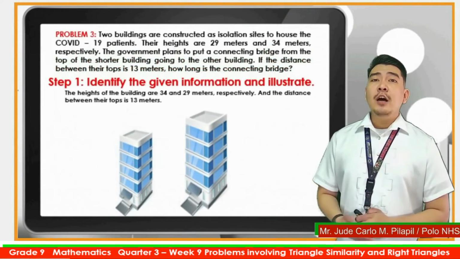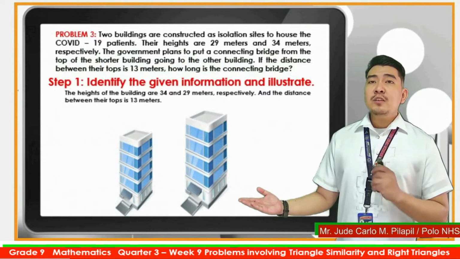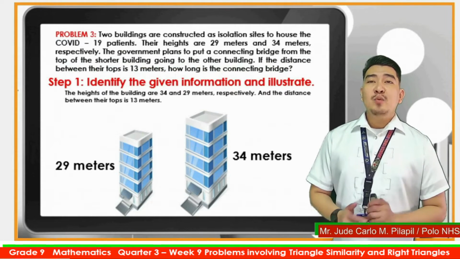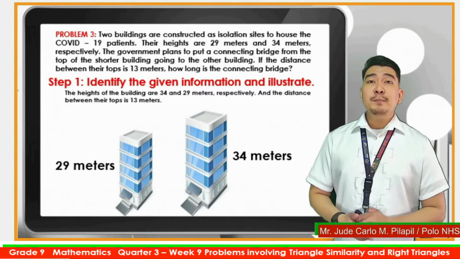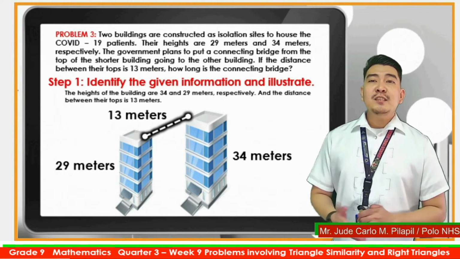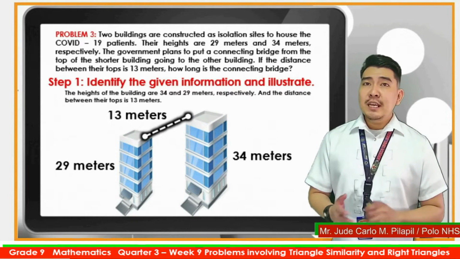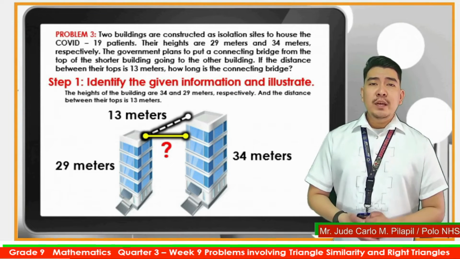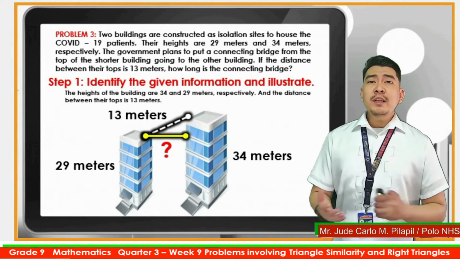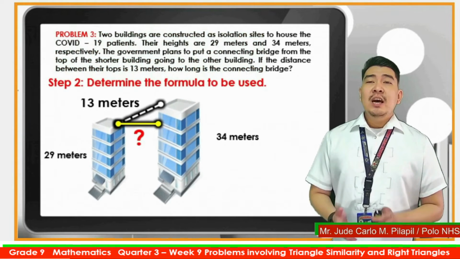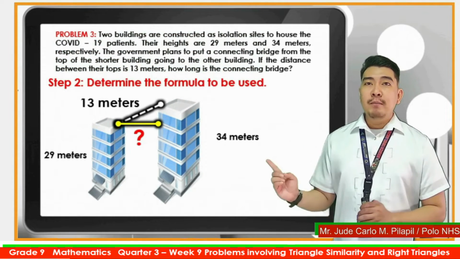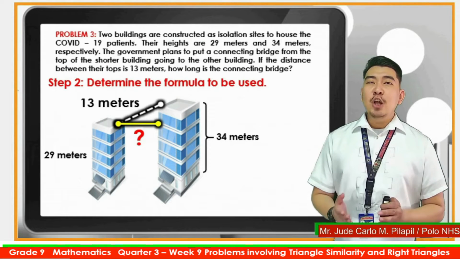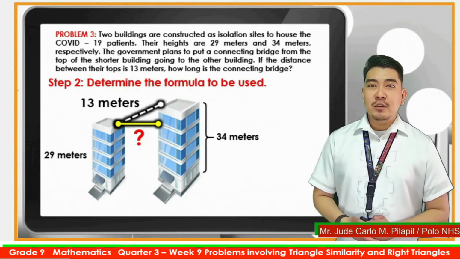Suppose that here are the two buildings that were constructed for COVID-19 patients. Their heights are 29 and 34 meters respectively. The distance between their tops is 13 meters. We are asked, how long is the connecting bridge? Before we determine the formula to be used, let us analyze the given problem. We should take note that the height of the taller building is 34 meters.